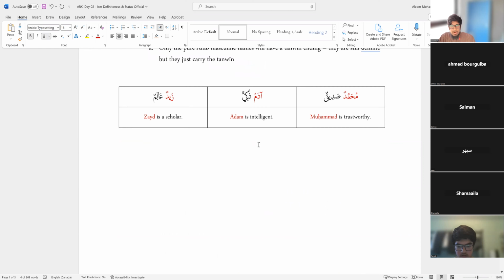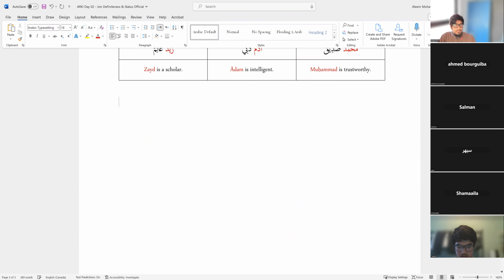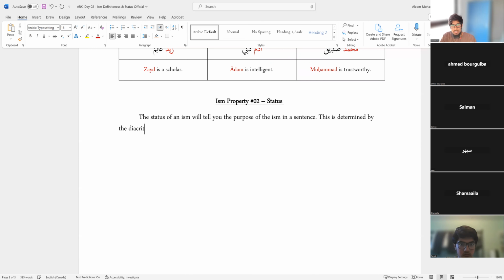Let's go into our second property. Ism property number 2, which is status. The status of an ism will tell you the purpose of the ism in a sentence, right? This is determined by the diacritical mark on the end of the ism. Depending if it has a fatha, dhamma, or kasra, that's actually going to unveil the entire story behind that word. It's going to tell you what that ism's purpose is in life, essentially.